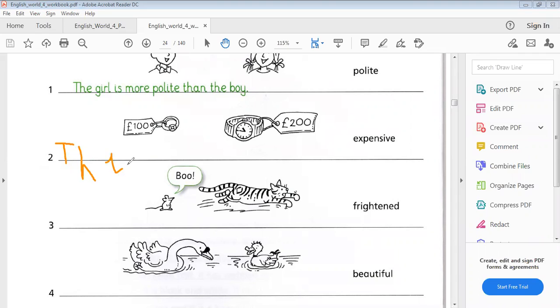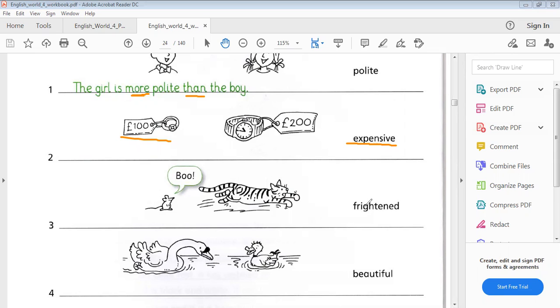Oops, sorry, I can't write it. The watch here is more expensive. You have this word too. The watch is more expensive than. Don't forget the than, okay? The watch is more expensive than the ring, okay? The watch is more expensive than the ring.